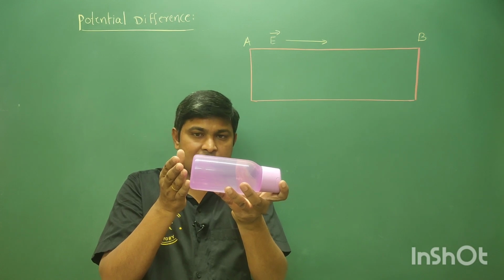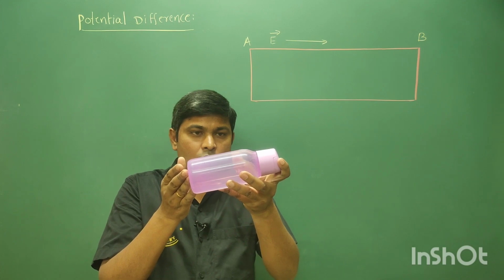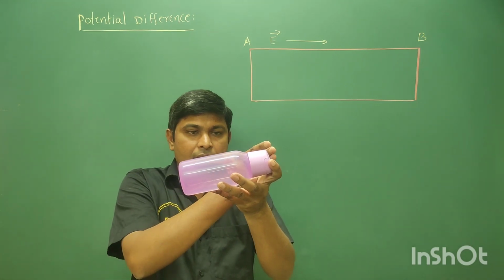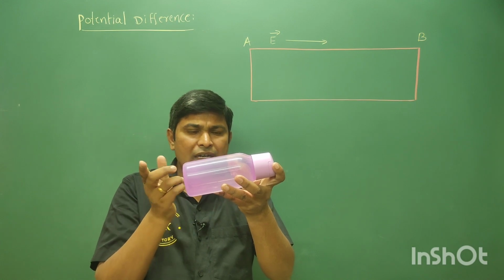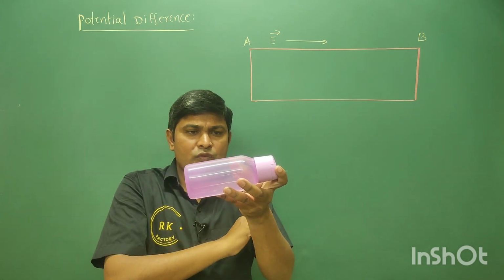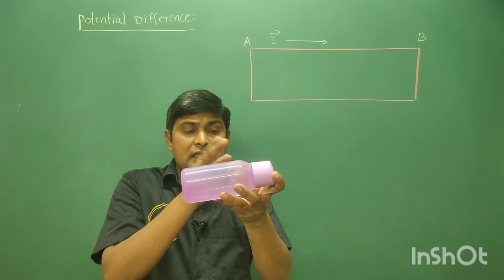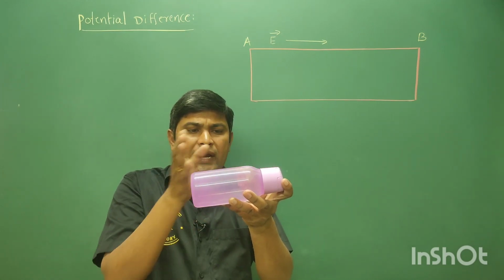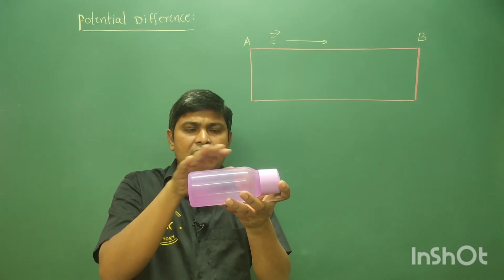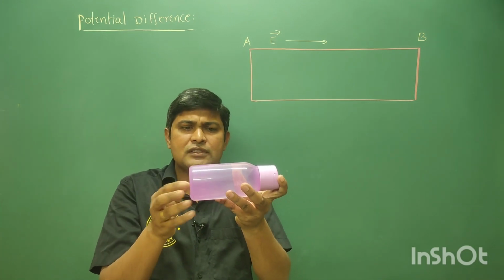Okay, fine. Now let me try in another way. Now this end is higher, this end is lower, but now also it has moved. Then what is the meaning of this? Whenever there is a potential difference between the two ends, there is a chance of this liquid flowing, because it is possible.